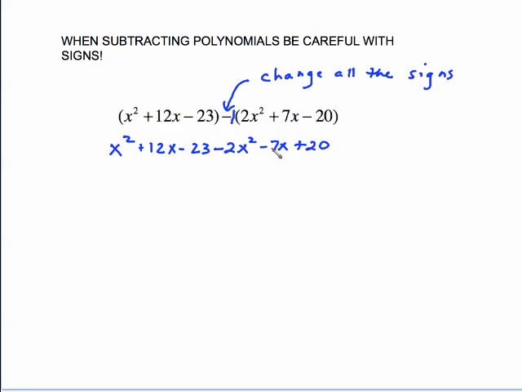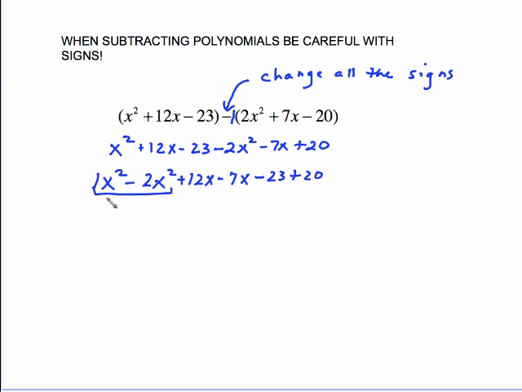And then three choices. Can you put these together in your head? Do you want to rewrite so that the like terms are next to each other? Or do you want to put this under vertically? I'm going to do this one horizontally. So x squared minus 2x squared plus 12x minus 7x minus 23 plus 20. So now I have all my like terms together. I just have to do the arithmetic.